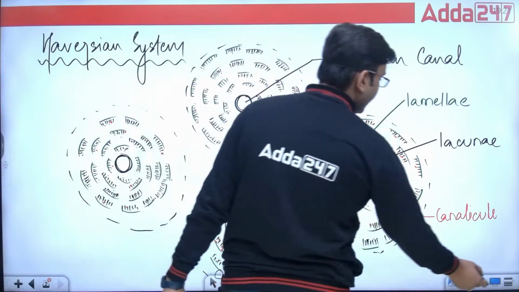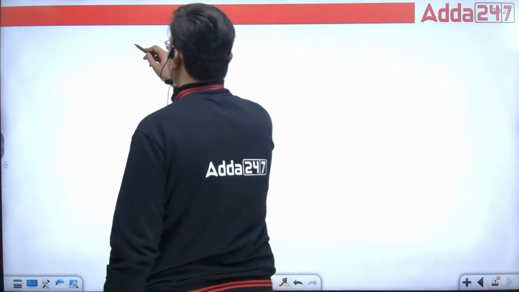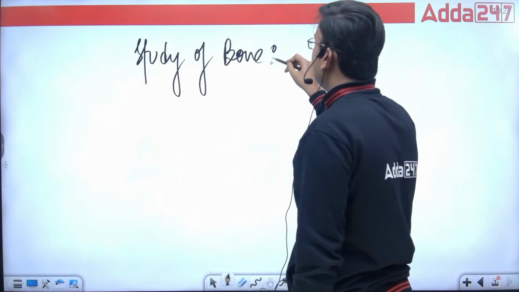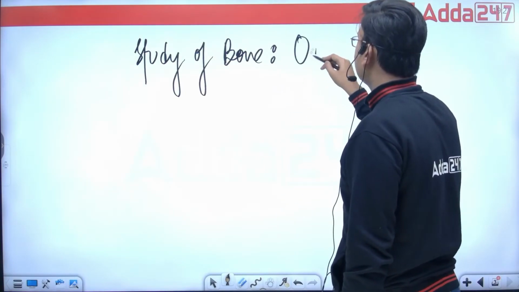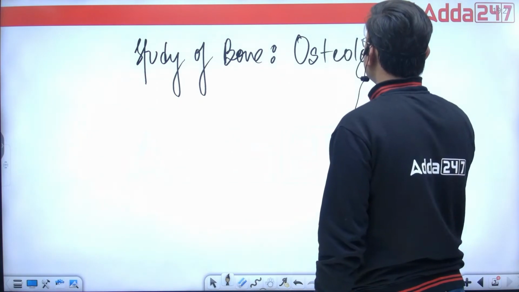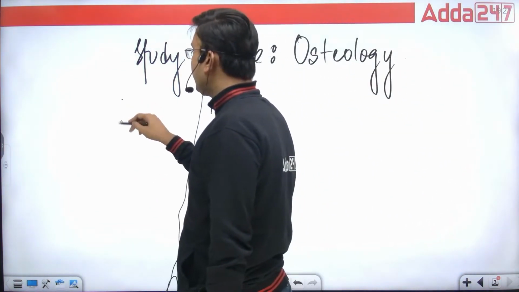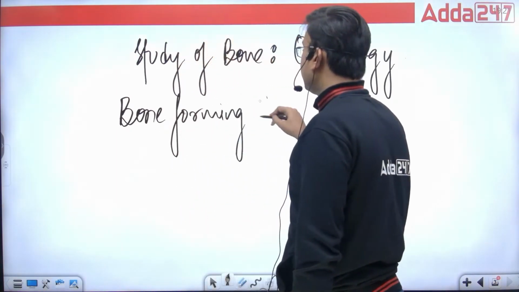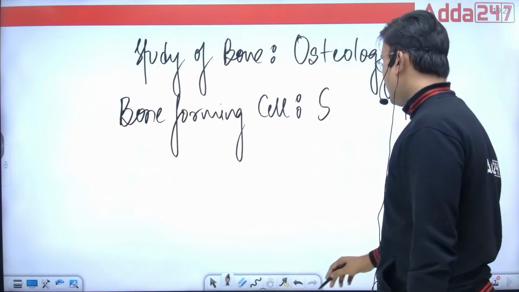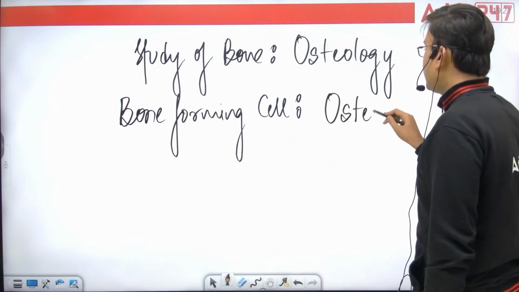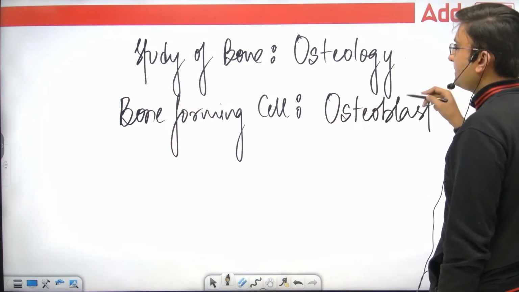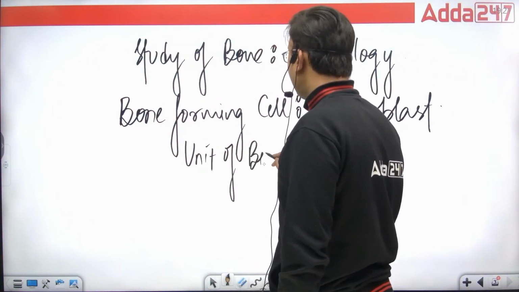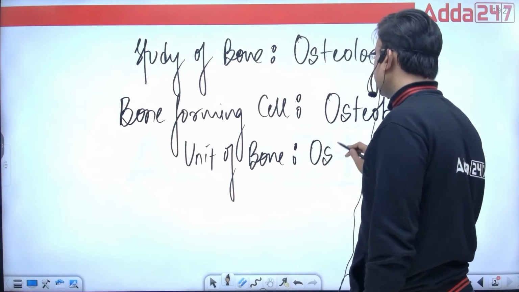First of all, let us have some new information, as in study of bone is called osteology, right? And bone forming cell, वो जो अस्थियों का निर्माण करे, that is called osteoblast, which forms osteocytes. And what is the unit of bone? Unit of bone is osteocyte.